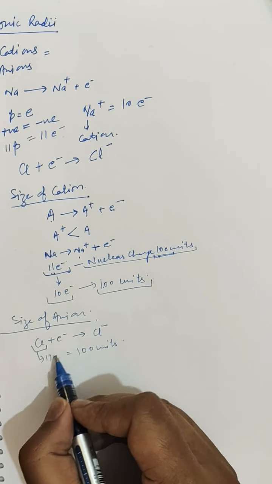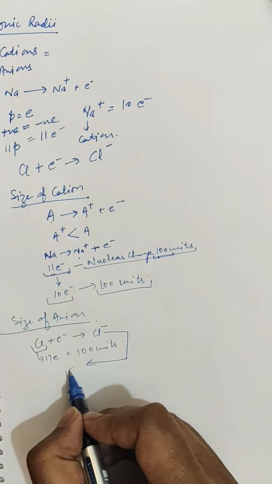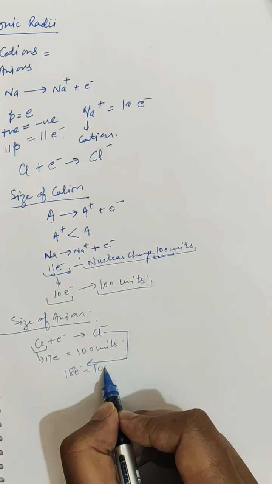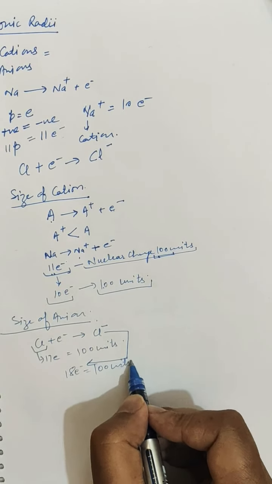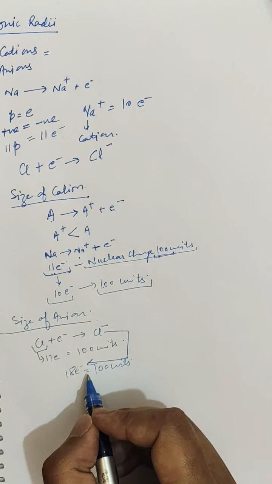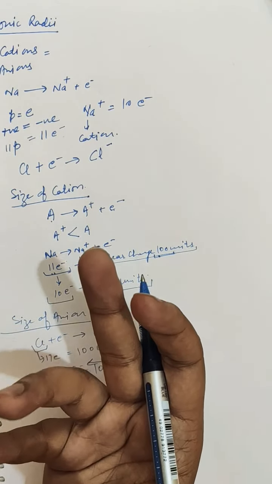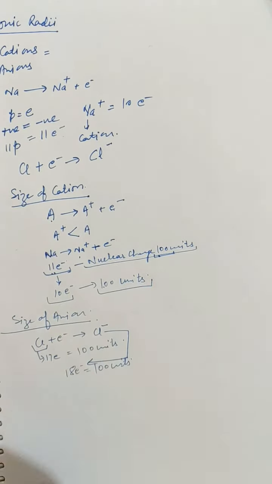Now, after the formation of chloride anion, there are 18 electrons filling 17 units of nuclear charge. So per electron, nuclear charge decreases, which results in the increase in the size of the anion, because when the nuclear charge decreases, the electrons are quite loosely held by the nucleus.